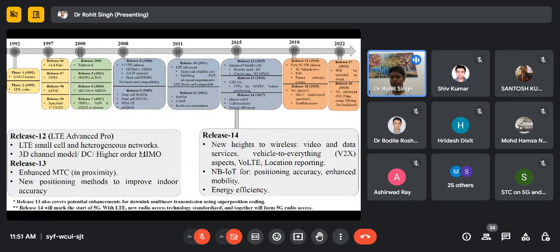So is there any doubt so far? Because we have almost covered all the aspects of third generation, second generation, and fourth generation. We are only left with the releases related to fifth generation here. Any doubt so far?